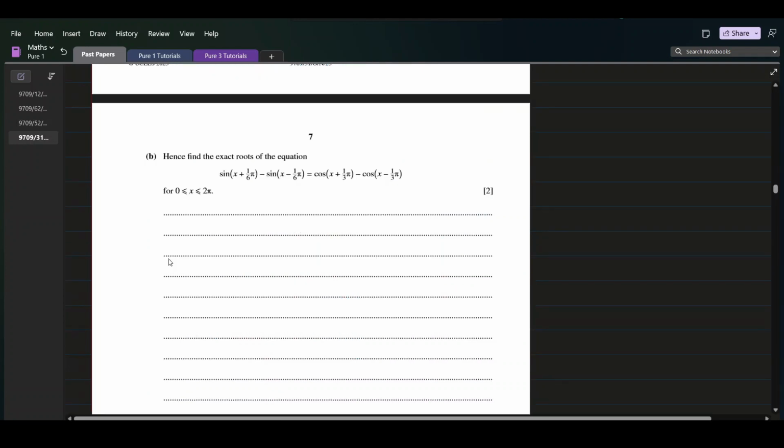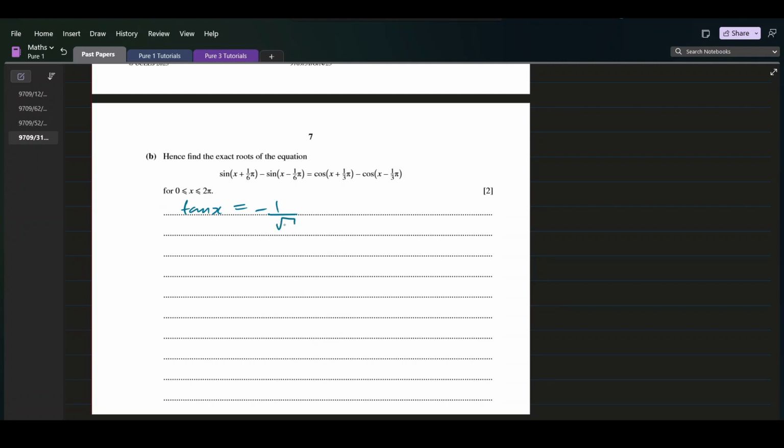Part B, hence find the exact roots of the equation sine of x plus 1 over 6 pi, minus sine of x minus 1 over 6 pi, is equal to cos of x plus 1 over 3 pi, minus cos of x minus 1 over 3 pi. We have seen that this can be written as tan x is equal to negative 1 over root 3, and so let's make x the subject of the formula. That's arctan of negative 1 over root 3.